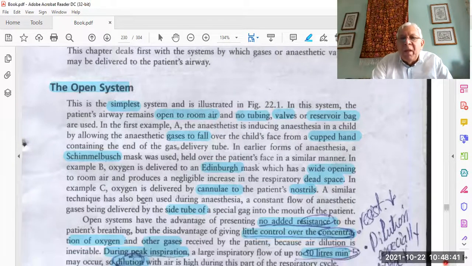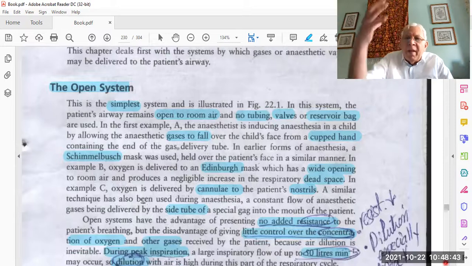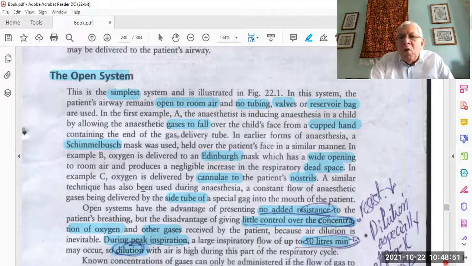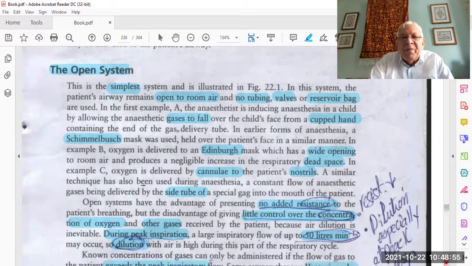It's simply that we apply the anesthetic gases on top of the patient, as we'll see later on in the tools used. There is no tubing, no valves, no reservoir bags. Of course, there is no resistance.